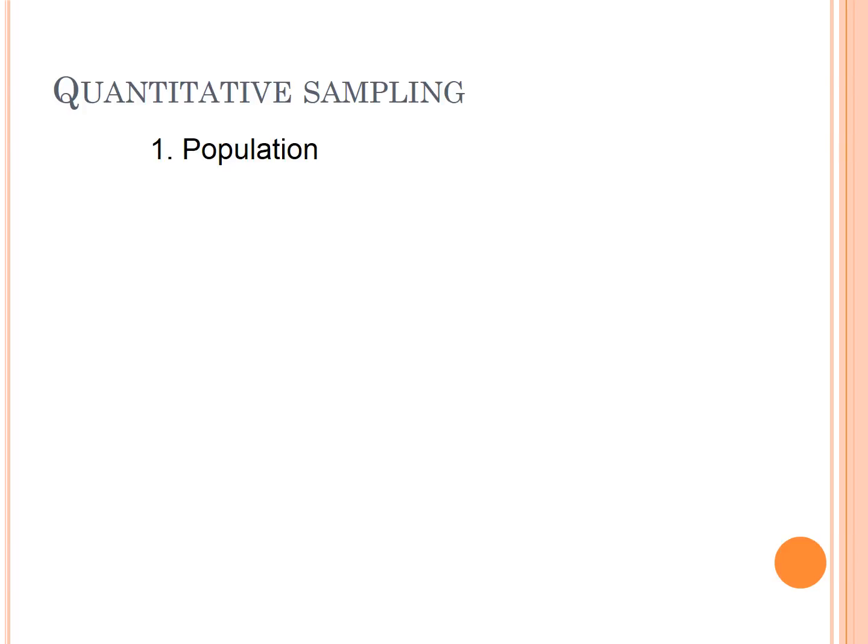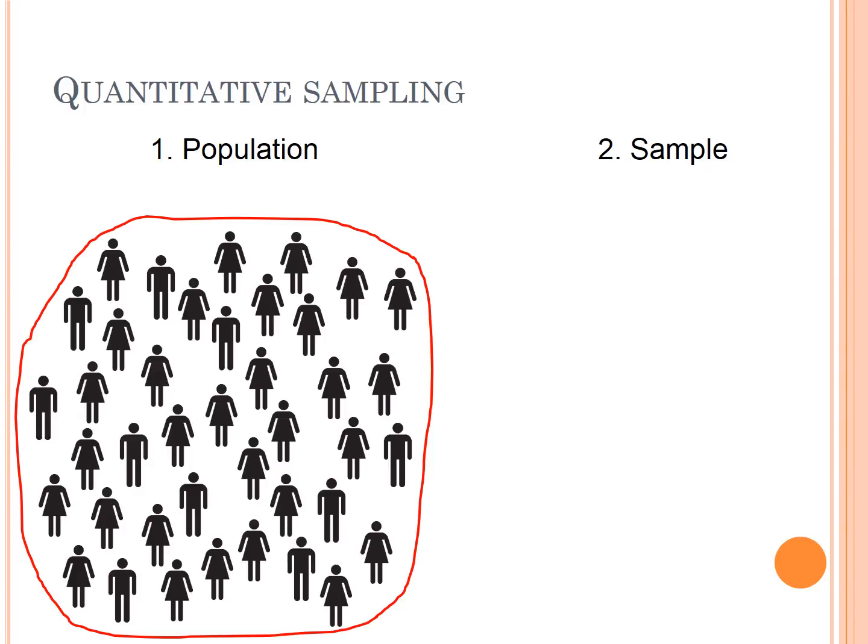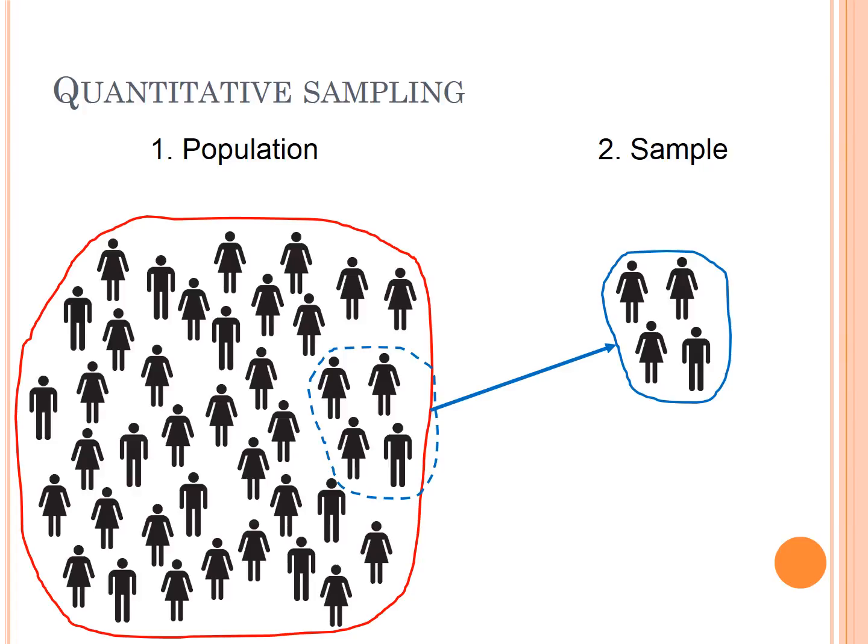The population is defined as all individuals comprising a specified set of criteria. So for instance, all people who are citizens of the United States, or all students in the Hunter School of Education counseling programs. The second part of quantitative sampling is the sample, which is any subset of that population, which for instance will look like this.